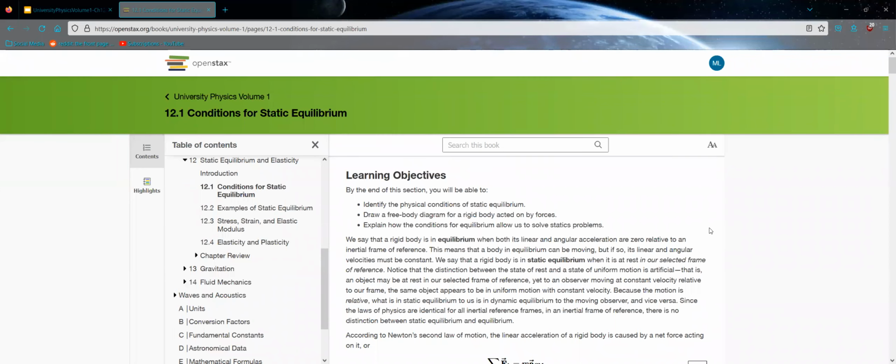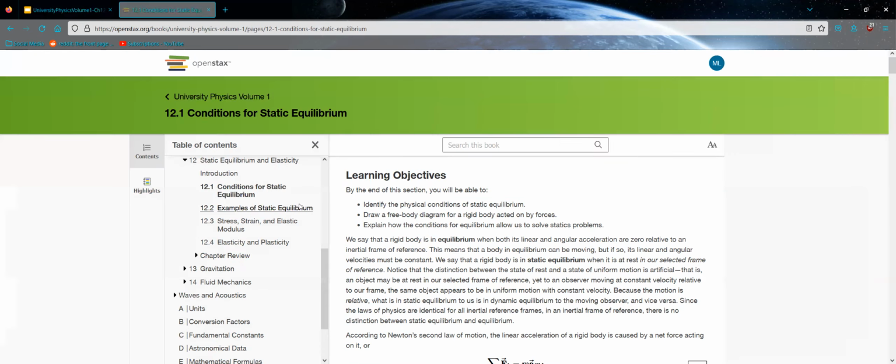Welcome to Chapter 12 of University Physics. This is recorded for Aquinas Physics with Calculus class. We'll be going over static equilibrium and elasticity today. Two conceptually connected but mathematically divergent conversations. There's only 4 sections to this, but the first 2 sections are a lot of math.